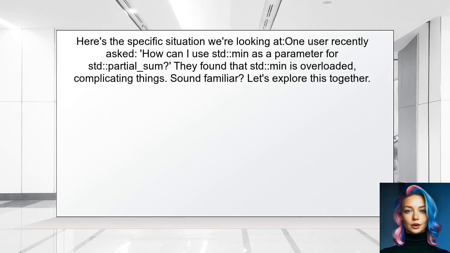Here's the specific situation we're looking at. One user recently asked, how can I use std::min as a parameter for partial_sum? They found that std::min is overloaded, which complicates things. Sound familiar? Let's explore this together and find a solution.